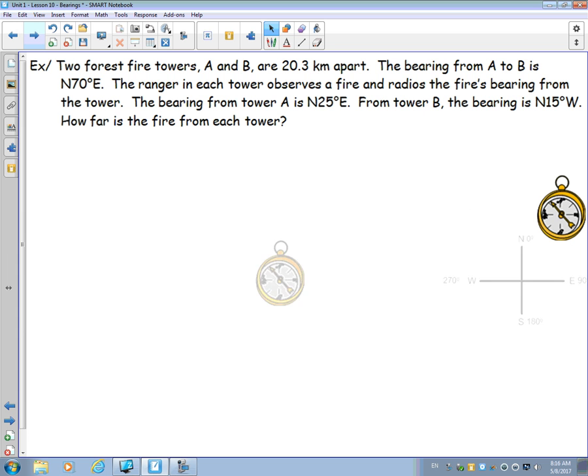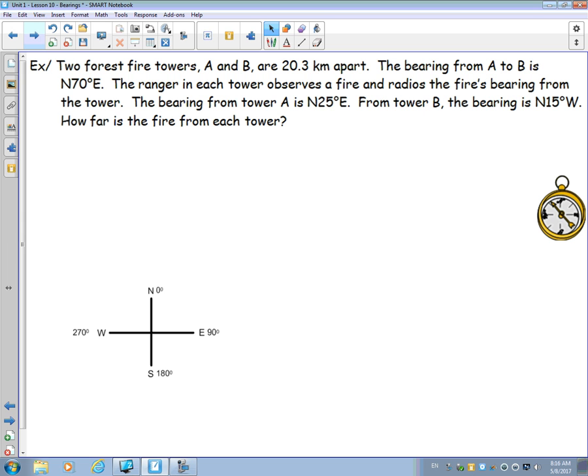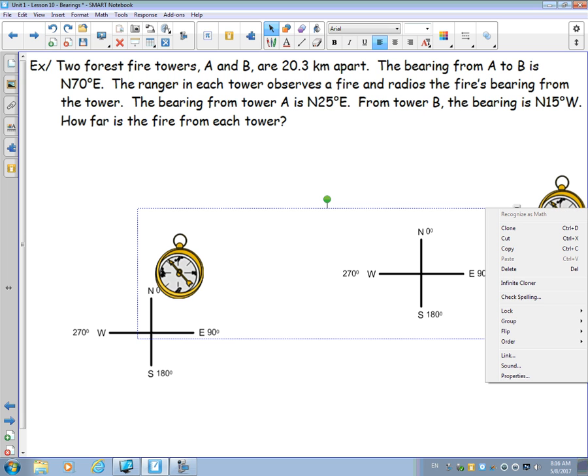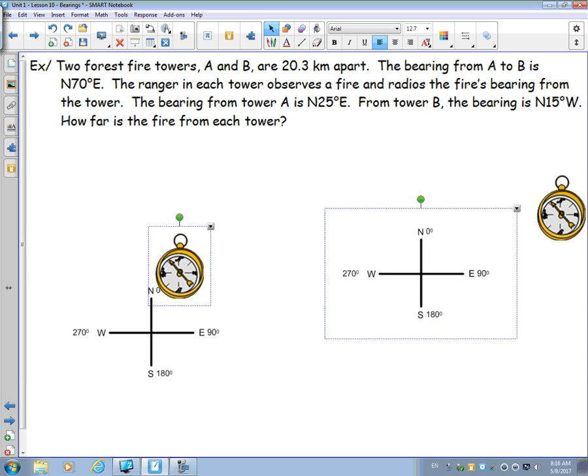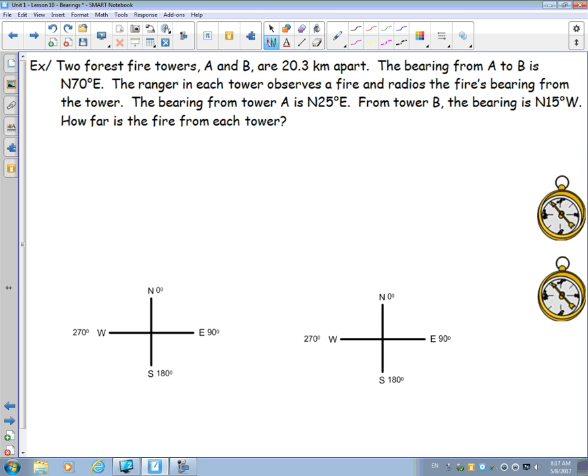So the challenge here is we're going to have to involve more than one compass, because we've got two starting points. We've got tower A and we've got tower B. And these two towers are different, right? They're two different places. So to do this question, I need two compasses. Now, these two compasses aren't side by side. I know that because it says the bearing from A to B is north 70 east.